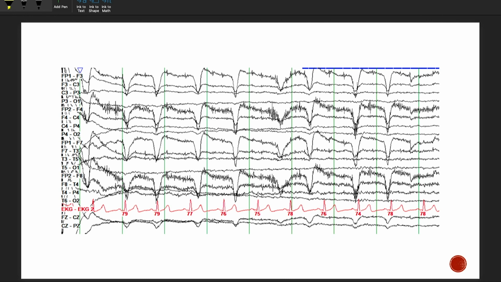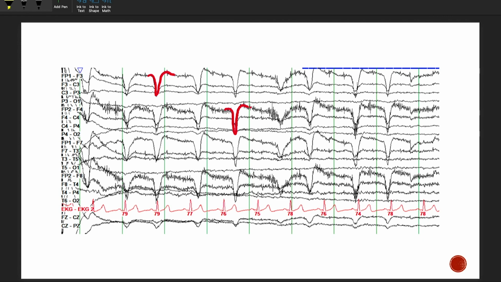Something to pay attention to is these are eye blink artifacts. So let me draw some of those here. So this is the eye blink artifact. So this is an eye blink artifact. So these artifacts that you see here, I'm just drawing on top of those. These are eye blink artifacts. These are typically seen in FP1 and FP2.